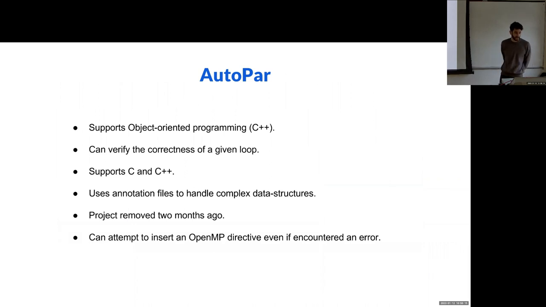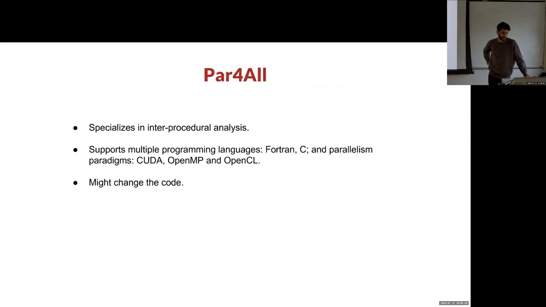A bit about Autopar, it supports object-oriented programming. It can verify if your directive is correct, but it was removed for some reason 2 months ago. Parfuol specializes in interprocedural analysis, which is determining the function side effects. But it sometimes changes the code really heavily. It replaces statements with constant variables, so it's sometimes unwanted.